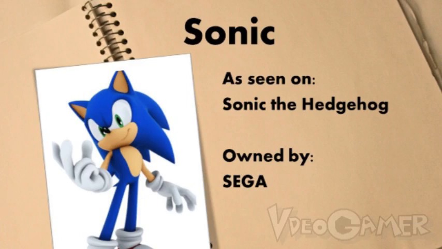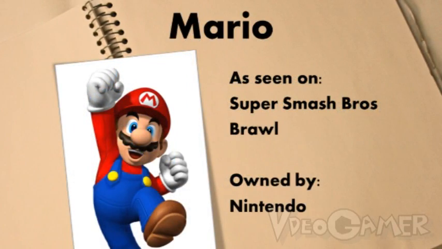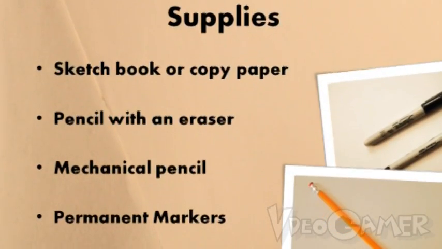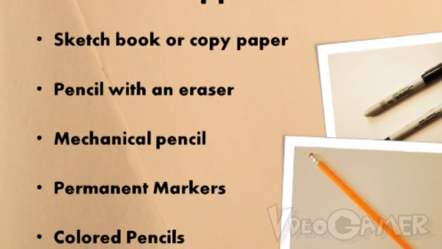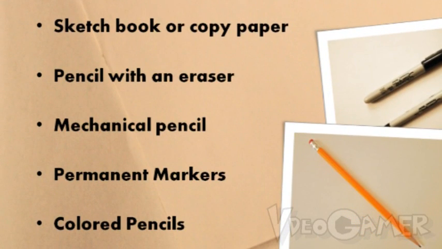I will be drawing Sonic and Mario, both in the same drawing at the final destination. You're going to need some sort of paper, pencil with an eraser, mechanical pencil, permanent markers, and colored pencils if you want to color your drawing. So, without further ado, let the drawing begin.